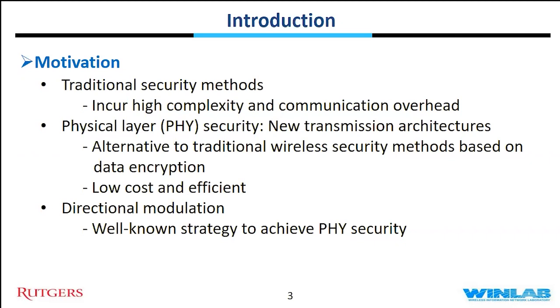But on the other hand, physical layer security, by taking advantage of using new transmission architectures, is a good alternative to traditional wireless security methods and can address these concerns, because it is low cost and also efficient. Directional modulation is a well-known technique to provide physical layer security.